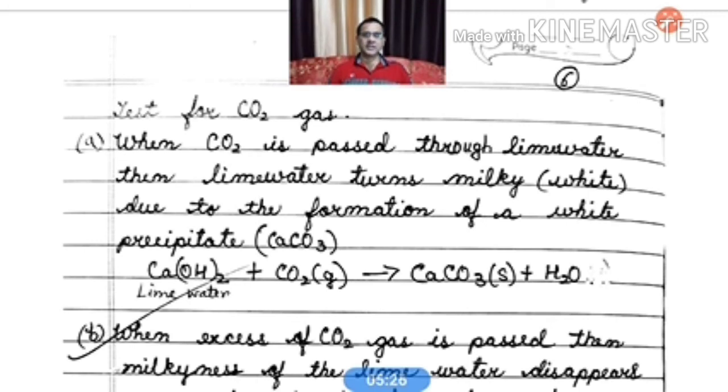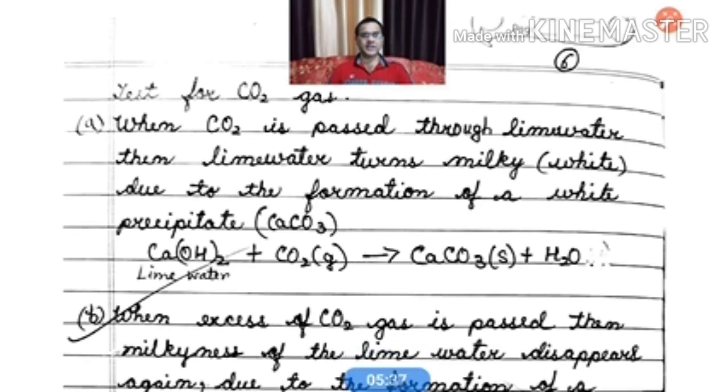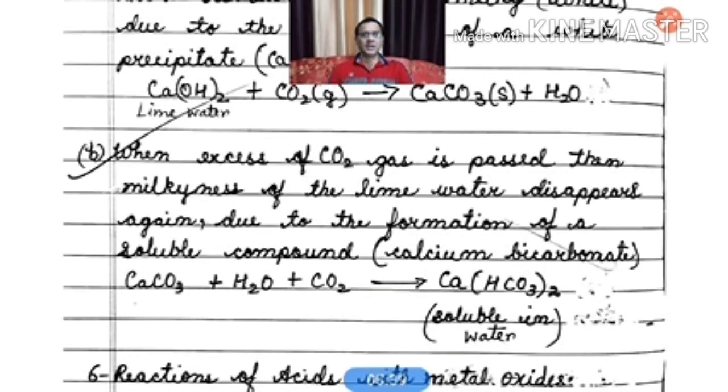But in the 10th class, we will study the complete test. This is actually the half test, and in the 10th class we will study the complete test. In the complete test we continue further. After this comes the second part. Now what will we do? We pass the CO2 gas for a longer time.